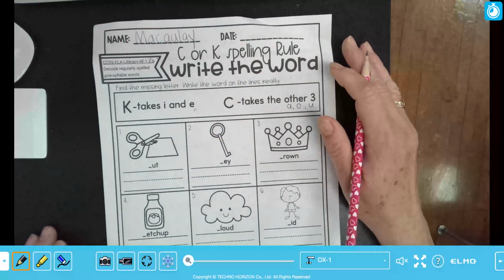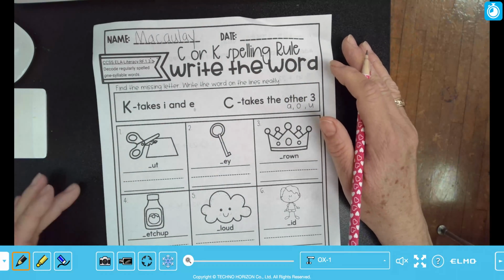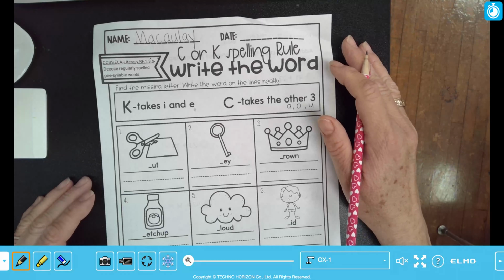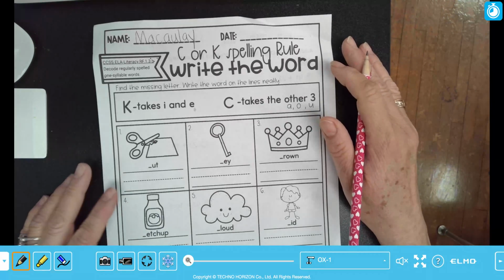Okay, as we're doing this, you're going to find that sometimes I go a little fast. And if I do, you just pause the video, okay? Whenever you need to, you pause the video.